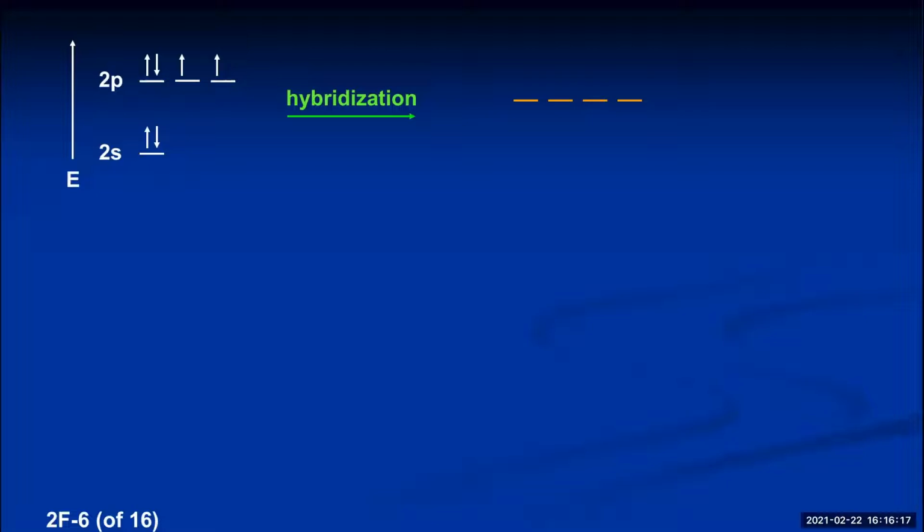So if oxygen changed its valence orbitals into these 4 hybrid orbitals, where would the 6 electrons go? Well, because of repulsion, the electrons will not pair up until they have to. So the first 4 electrons would go into the orbitals like this, and then the 5th and the 6th would wind up going like these, okay?